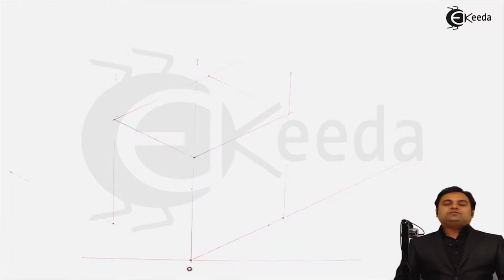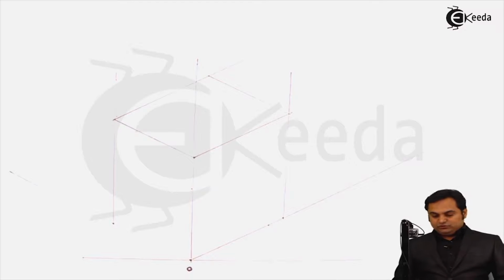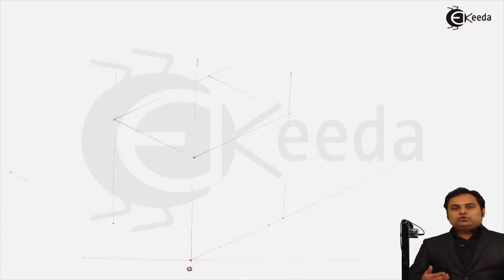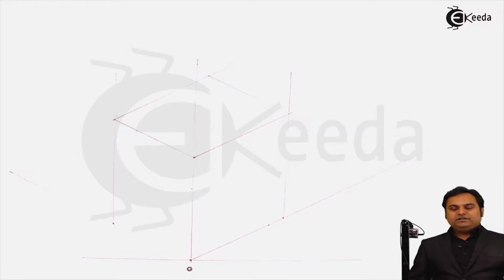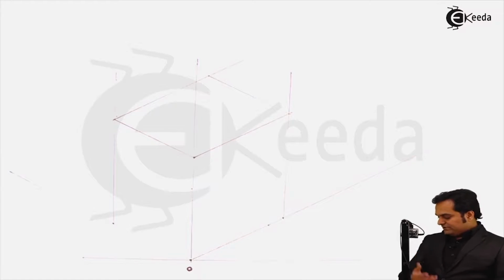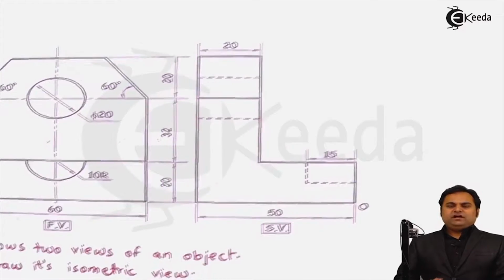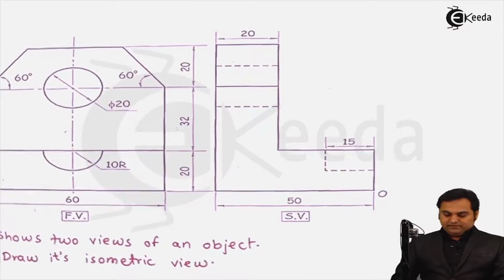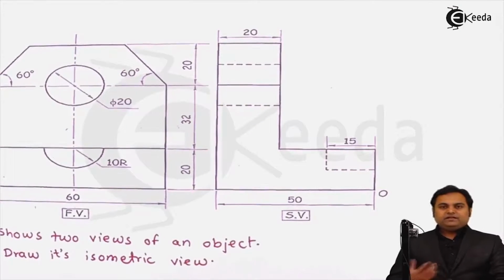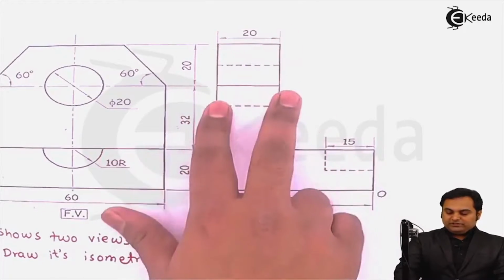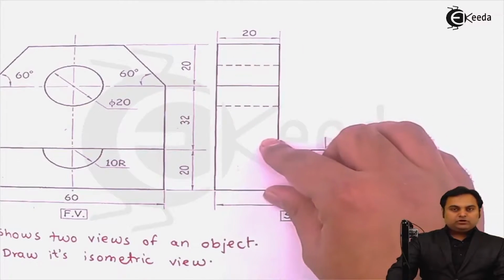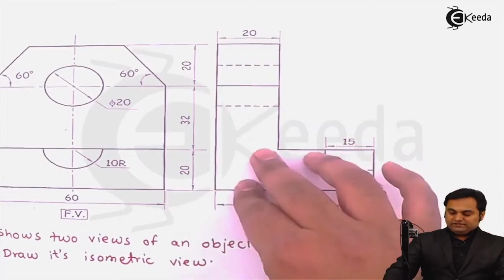Now in case of isometric projections or isometric views, we have to go step by step. That is, instead of drawing it completely, we are going to draw it in steps. Like for example, here if I can simplify this diagram, then in this diagram there are two plates or two blocks. One is the vertical block, other is the horizontal block, and both are intersecting.